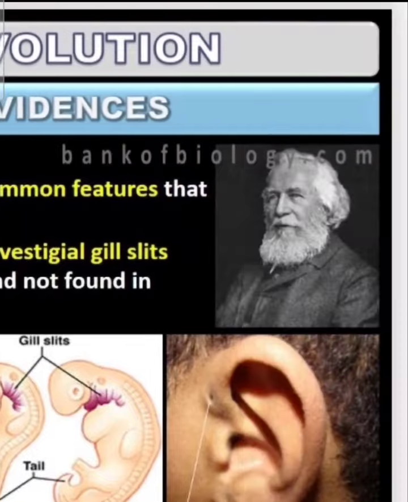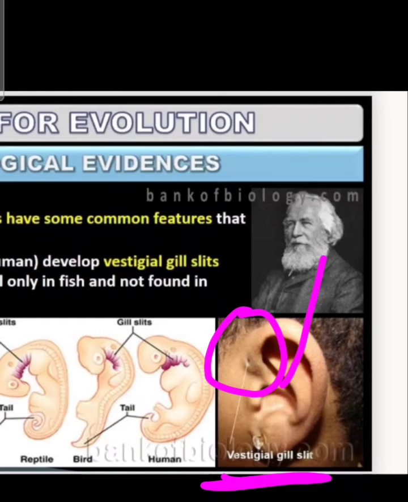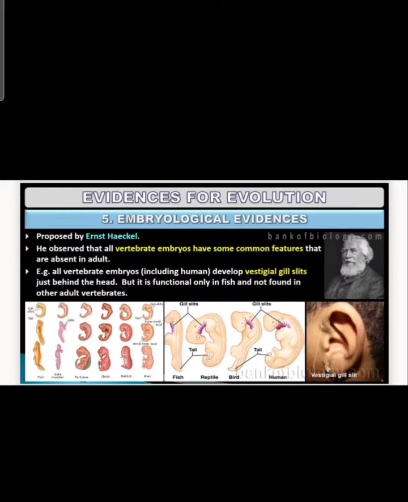It is only seen as a non-functioning organ, or vestigial gill slits. Vestigial organs means we are not using the gills. That is why it is called vestigial, which means not in use. So vestigial gills are not working and are not found in the adult stage, but they are found in the embryonic stage, he says.